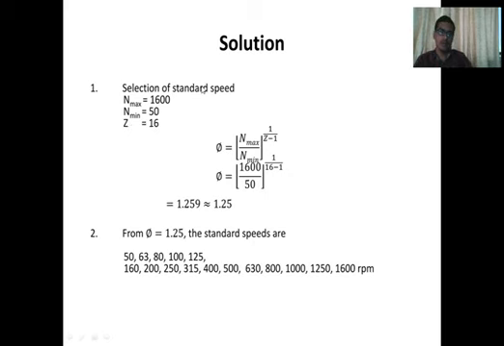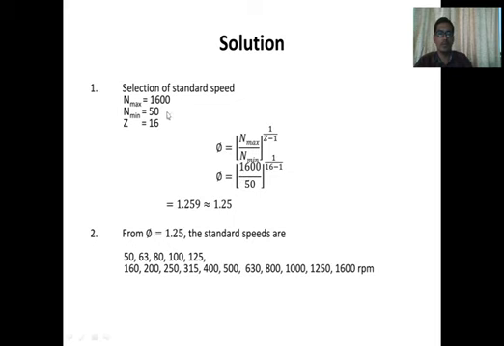So using the law of geometric progression, we calculate the geometric progression ratio phi. The formula is N max upon N min raised to 1 upon (Z minus 1). This is the standard formula for the calculation of the geometric progression ratio phi using the law of geometric progression: N max upon N min raised to 1 upon (Z minus 1). Putting in the values of N max, N min and Z, we will get the phi value.